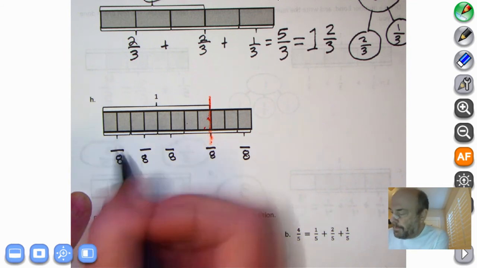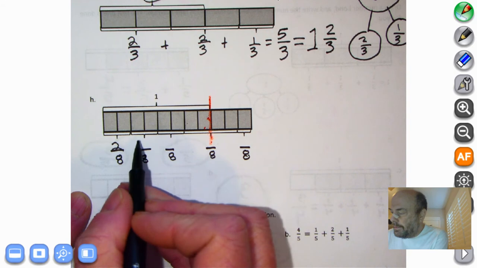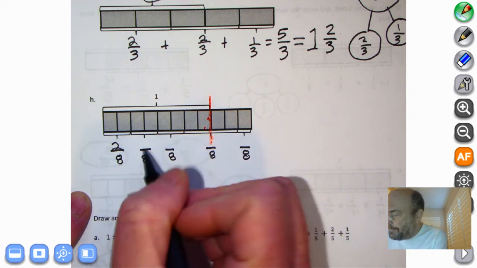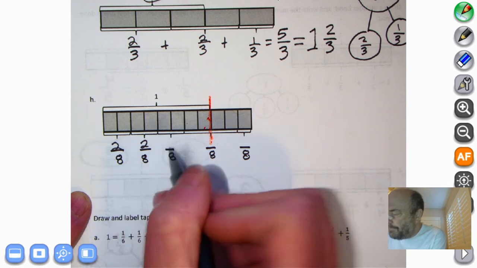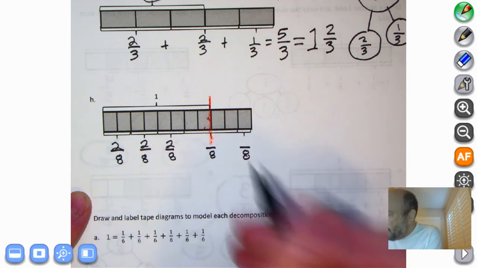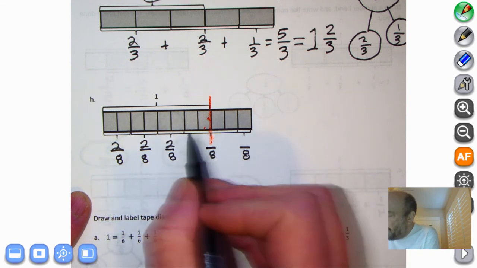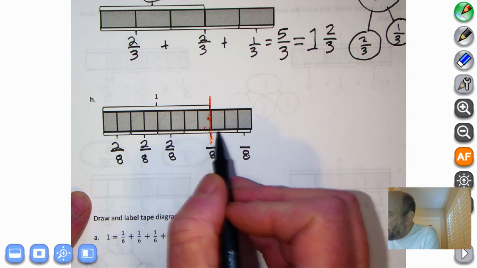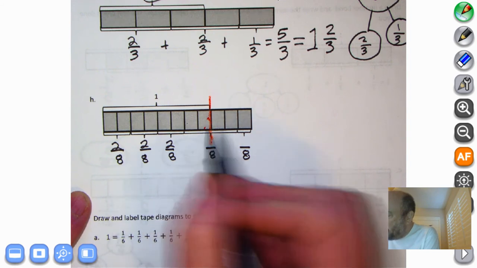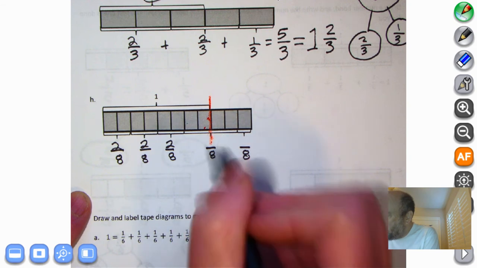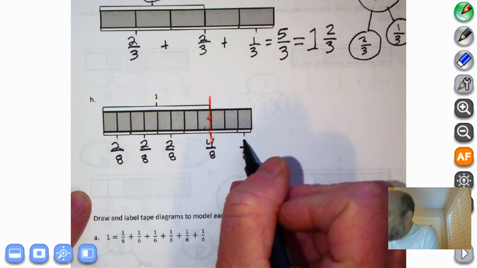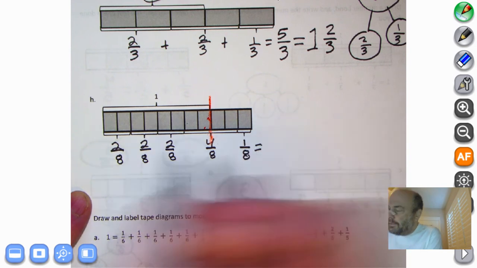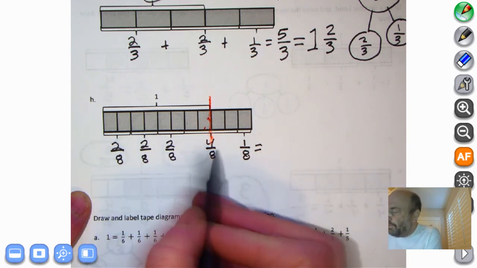So let's see how many eighths we have here. We have 1, 2. Over here, 1, 2. Over here, 1, 2. And over here, it looks like we have 1, 2, 3, 4 eighths. And then finally, we have one more eighth. Wow. So 2 eighths, 2 eighths, 2 eighths, 4 eighths, and 1 eighth.